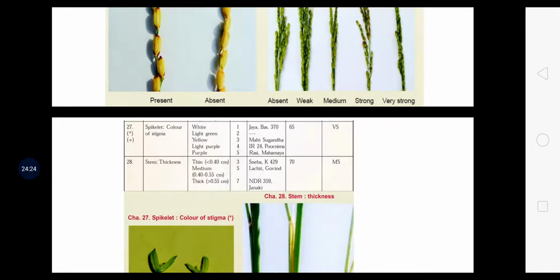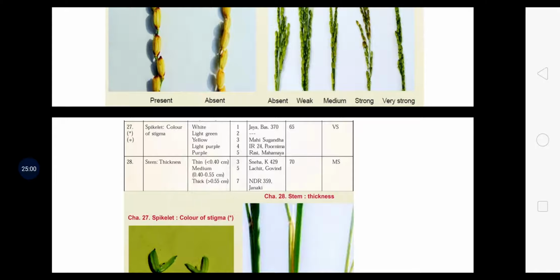The 27th characteristic is spikelet and color of stigma of the spikelet. Spike and spikelets are completely different. Spike is the entire portion and spikelet is the individual part of that spike. Okay. So here the characteristic is divided into white, light green, yellow, light purple and purple. White is scored as 1. Then light green as 2, yellow as 3, light purple as 4 and purple 5.